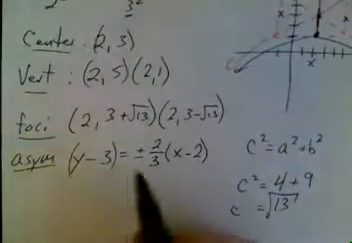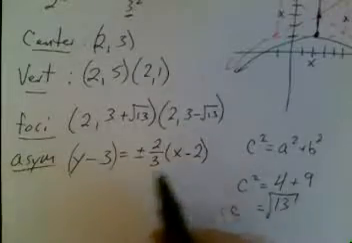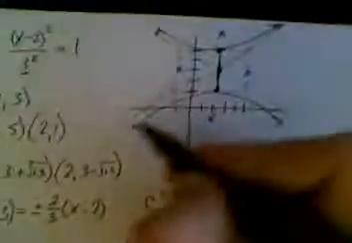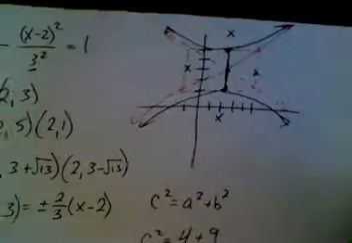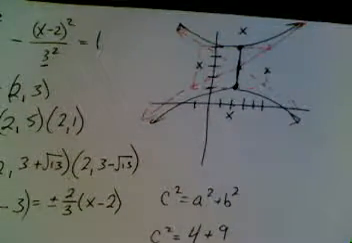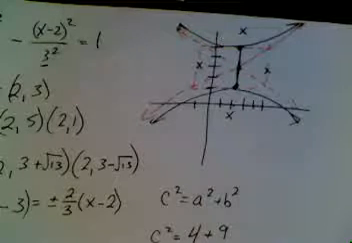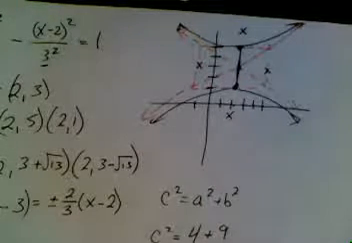So there's our equation for the asymptotes, both of them, both the negative slope one here and the positive slope one here. And that covers question number 11. We will do one more video for eccentricity and your application problem.